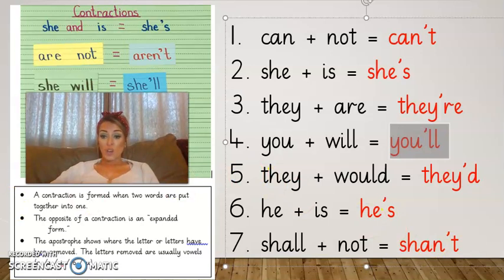So today we have gone over our contractions, and tomorrow we are going to use what we've learned to do something a little bit fun.